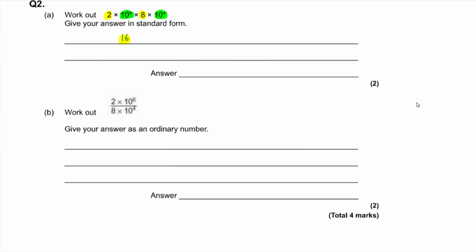And 10 to the 6 times 10 to the 4, two numbers with the same base, add the indices. That's going to give me 10 to the 10. Now I've got a similar problem here in that 16 is not a suitable mantissa, is it? It's not a number between 1 and 10.